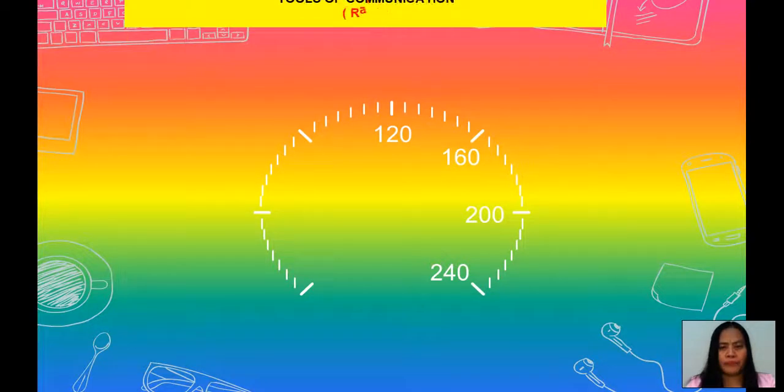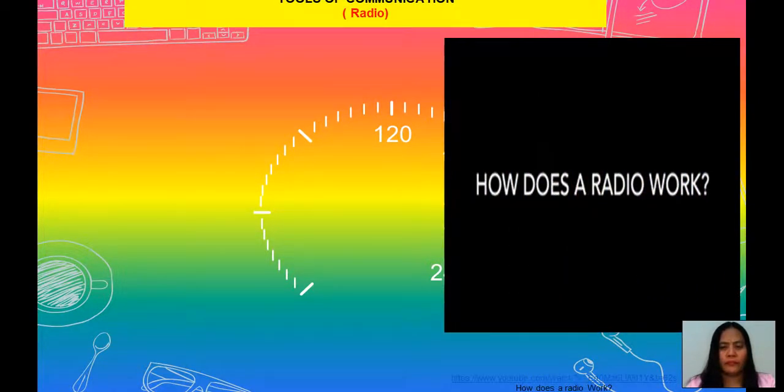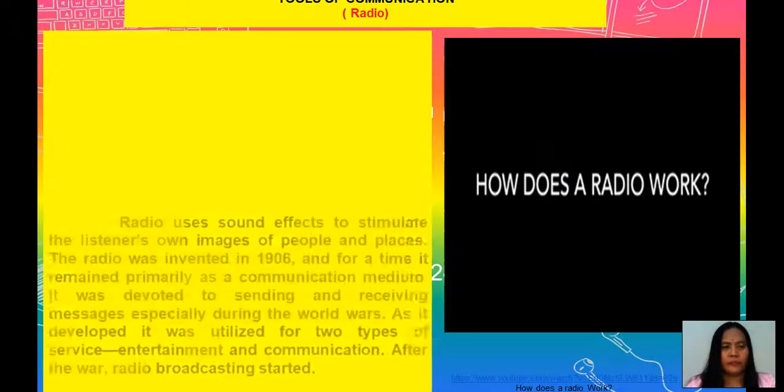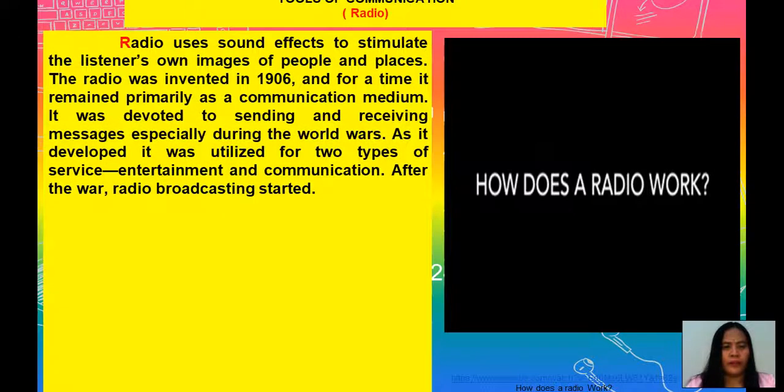Radio. Radio uses sound effects to stimulate the listener's own images of people and places. The radio was invented in 1906 and for a time it remained primarily as a communication medium. It was devoted to sending and receiving messages, especially during the World Wars. As it developed, it was utilized for two types of service: entertainment and communication.